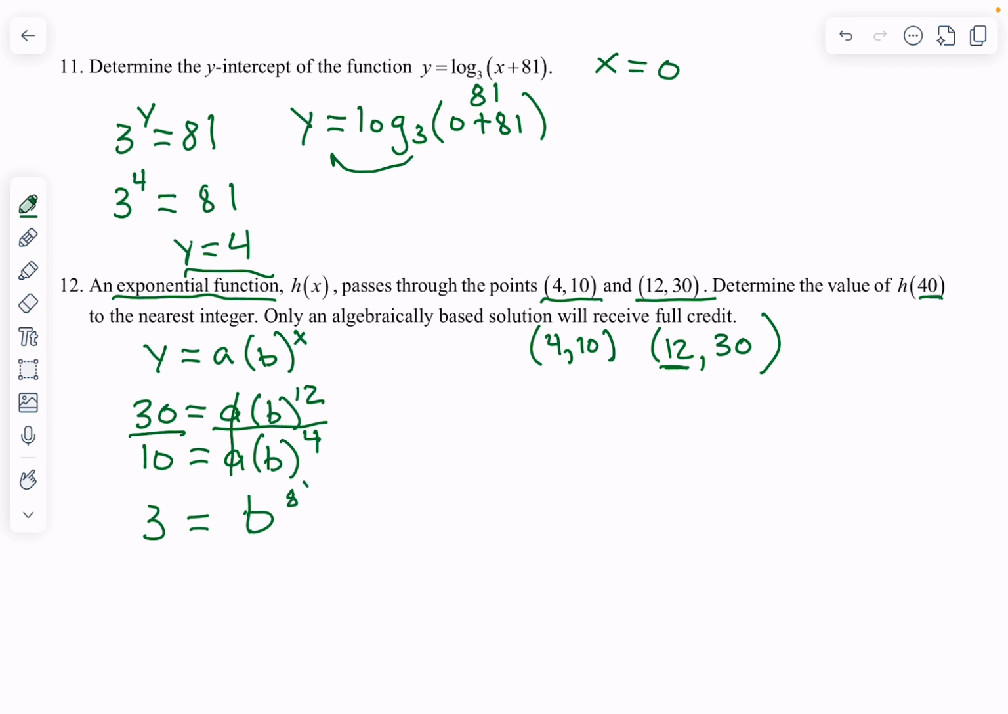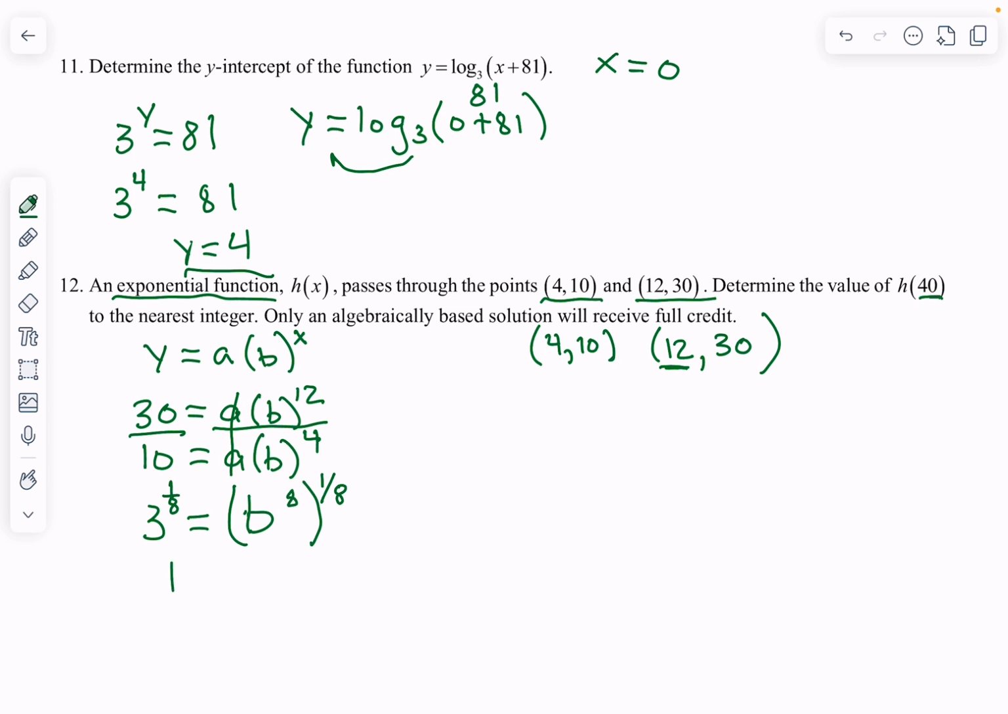Okay, to get rid of this 8 and just have b, we have to raise this to the 1/8 power, because 8 times 1/8 is equal to 1. But we also have to raise this to the 1/8 power. Now this doesn't say anything about rounding to any decimals, so I'm going to round everything to 4 decimals when I get these answers.